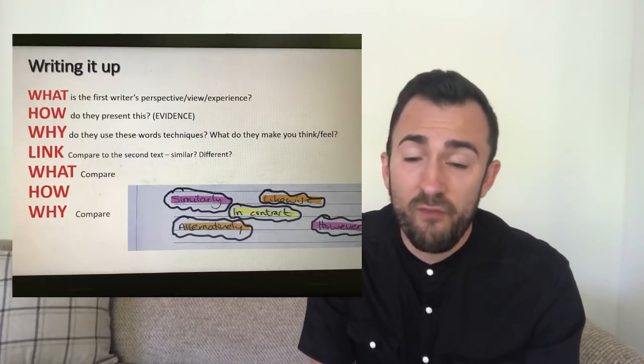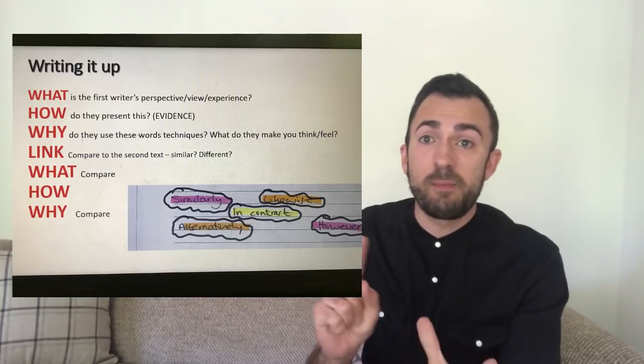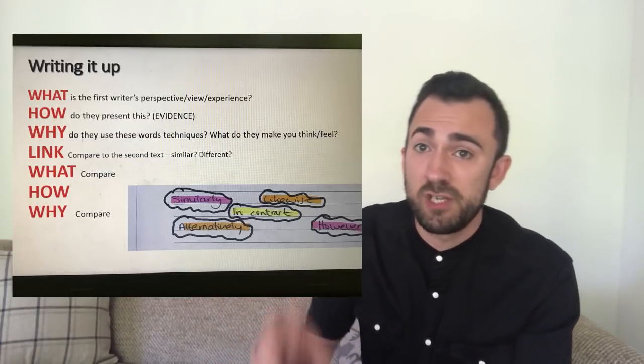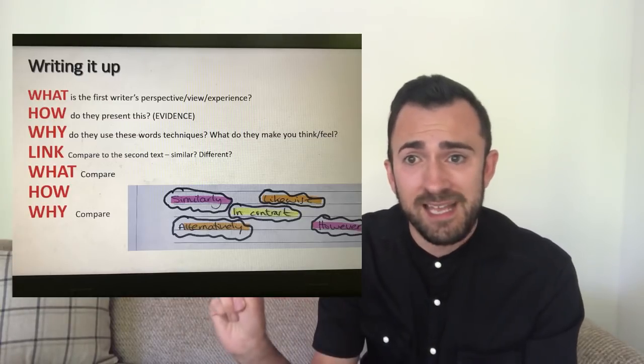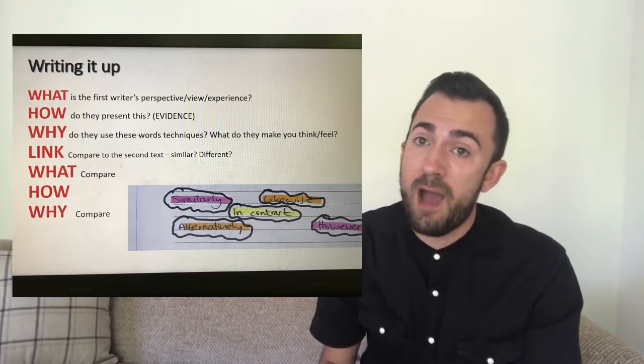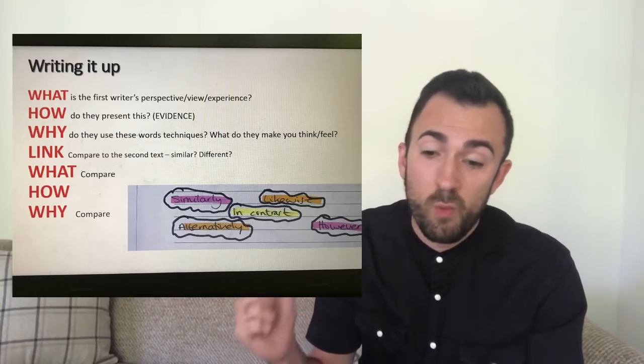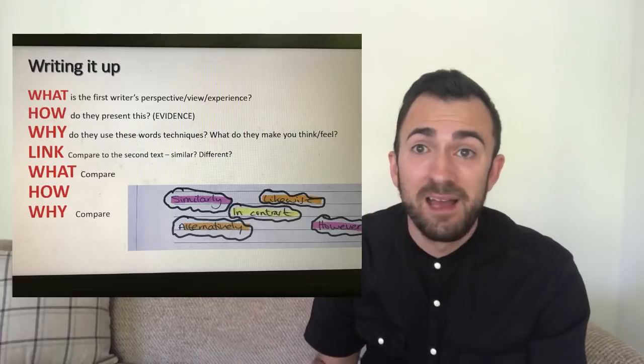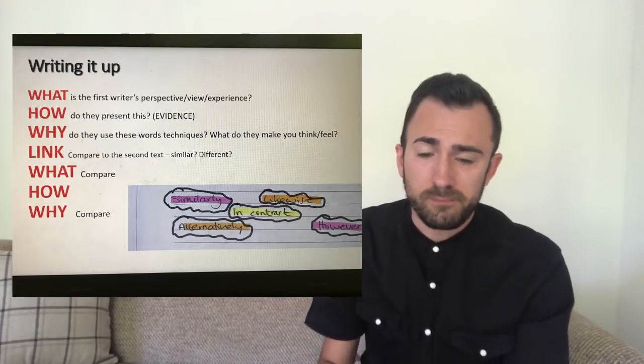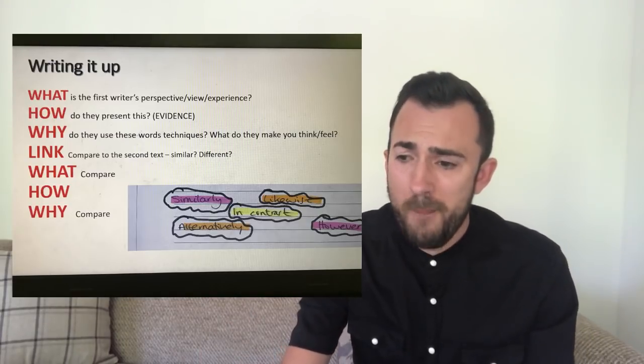So writing it up, it'll look like this: a what, how, why paragraph followed by a link. The link is where we bring in the second text. So we just write out the first text, then bring the second text in, and then in the second what, how, why, when we're referring to source B, we'll notice from that we're going to compare all the way through. So, as a paragraph then, what might that look like?